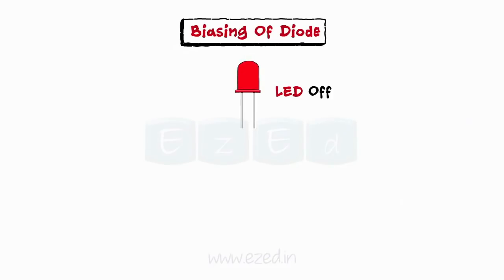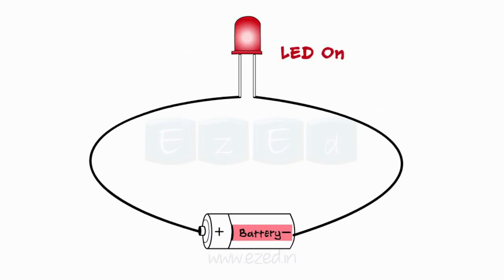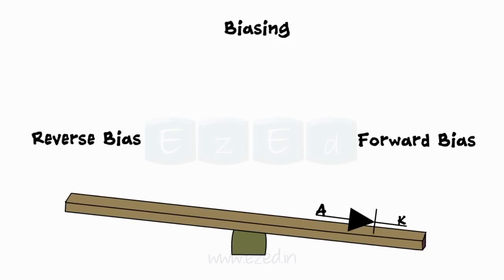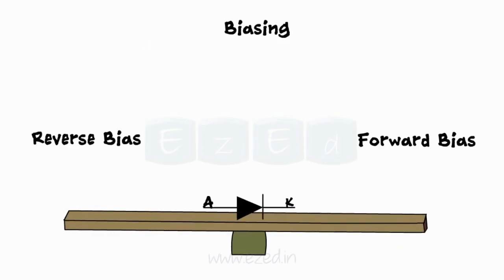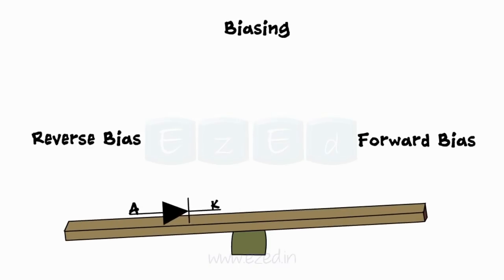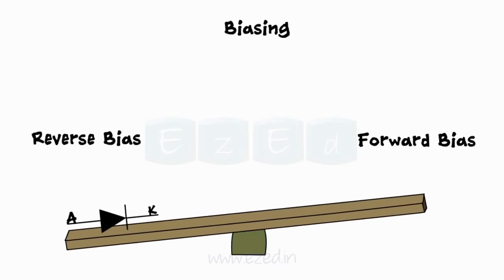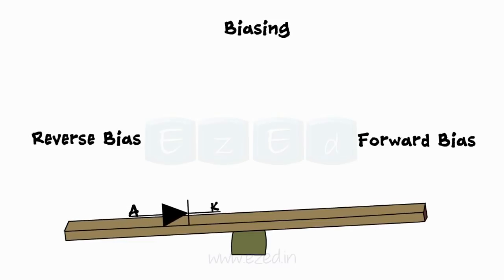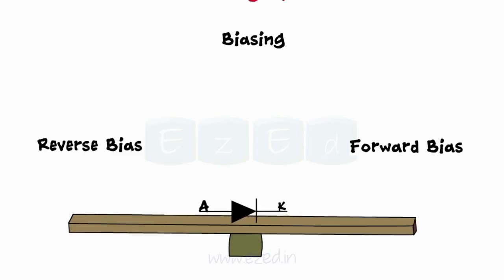This process of applying external voltage to an electronic device or a system to establish suitable working conditions is called biasing. The word biasing is used to depict the inclination or preference towards a particular side. The diode is inclined or biased either in the forward direction or in the reverse direction. Thus, diodes are operated in two modes, forward bias and reverse bias.